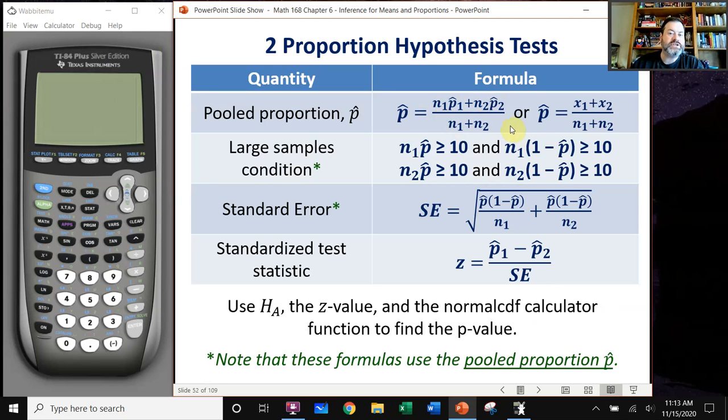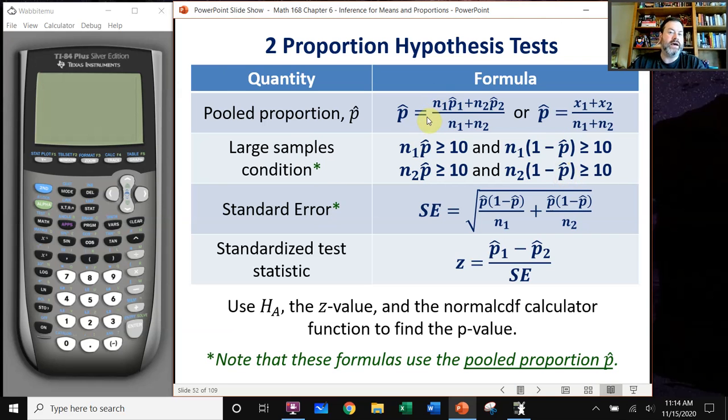Again, we still need to check that the samples are large. I didn't put the formula on here. It just takes up too much space, as you can imagine. If I included every single formula in Chapter 6, there'd be about 70 formulas. So I'm skipping some of them, right? But do notice that we do have this large samples condition. I marked them in green because these use the pooled proportion.